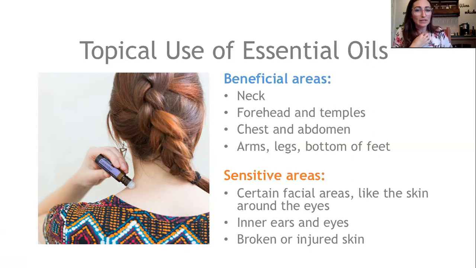When you're thinking of using a topical use of essential oils, some of the most beneficial areas would be the neck, because it's right around the brain stem. You can use it on your forehead and temples if you're dealing with tension or headaches. You can use it on your chest and your abdomen for respiratory support or anything digestive. You're going to want to apply it around those areas. Or if you have a specific area of pain, like tennis elbow, or I actually have arthritis in my wrist, that's one thing I use topical use of essential oils for a lot.